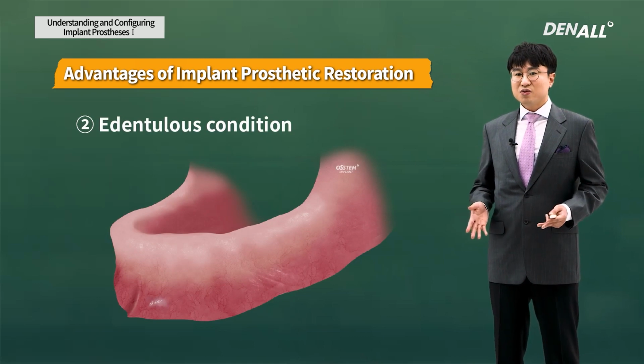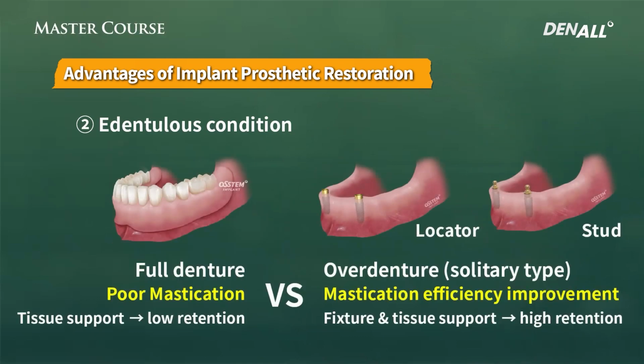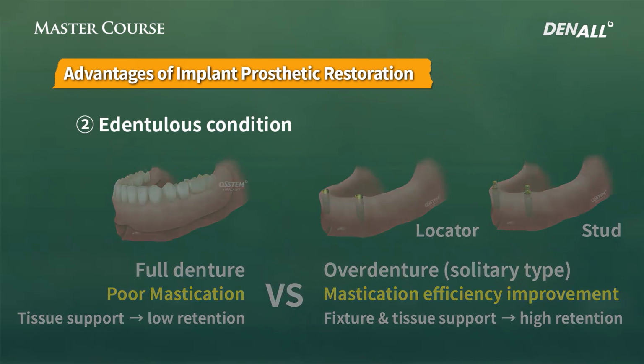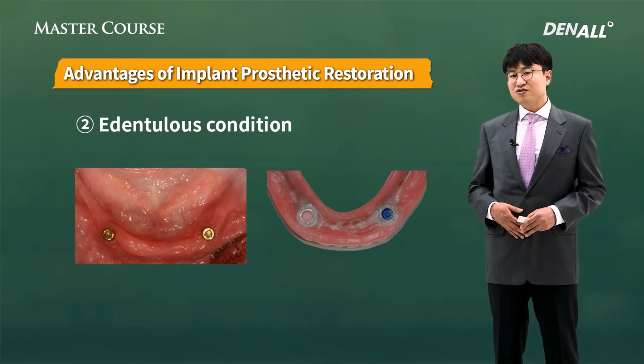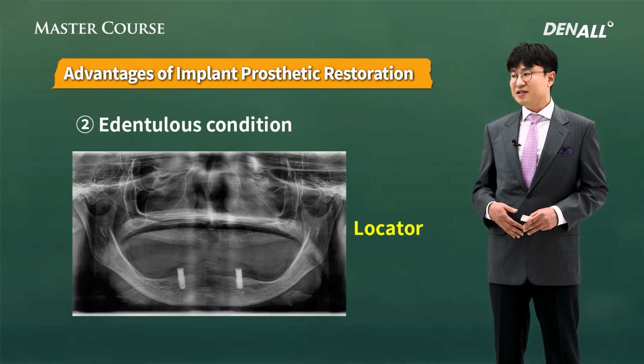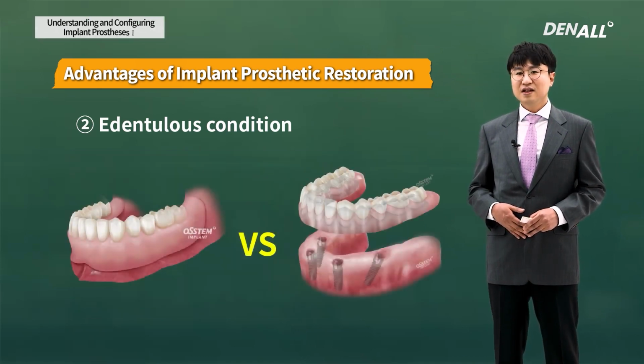Implants, when it comes to edentulous conditions, are all the more beneficial. For an edentulous patient, just placing two implants makes his or her quality of life really go up. Using two implants, retention can be secured, and the patient's quality of life actually improves quite a lot.